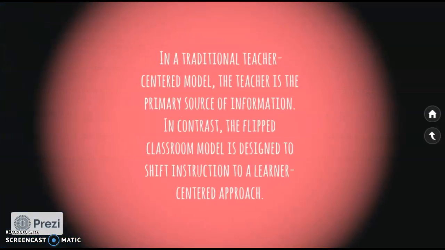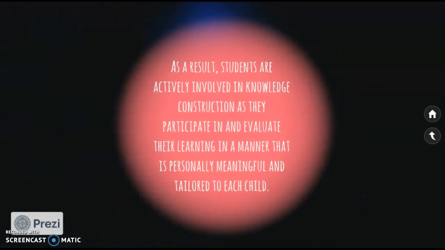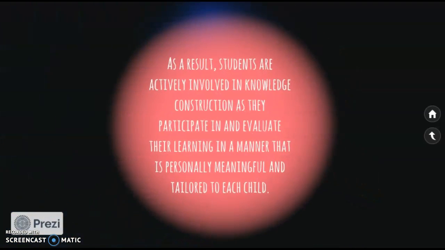In a traditional teacher-centered classroom, the teacher is a primary source of information, whereas a flipped classroom is designed to shift instruction to a learning-centered approach. As a result, students are actively involved in knowledge construction as they participate and evaluate their learning in a manner that is personally meaningful and tailored to each child.